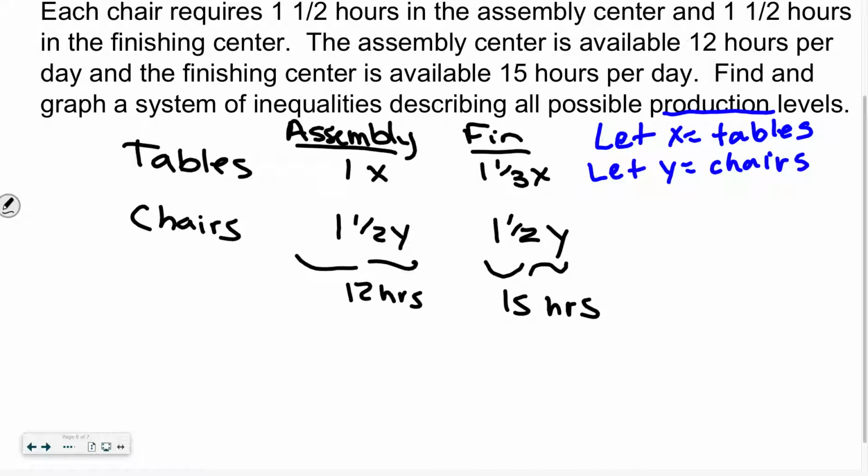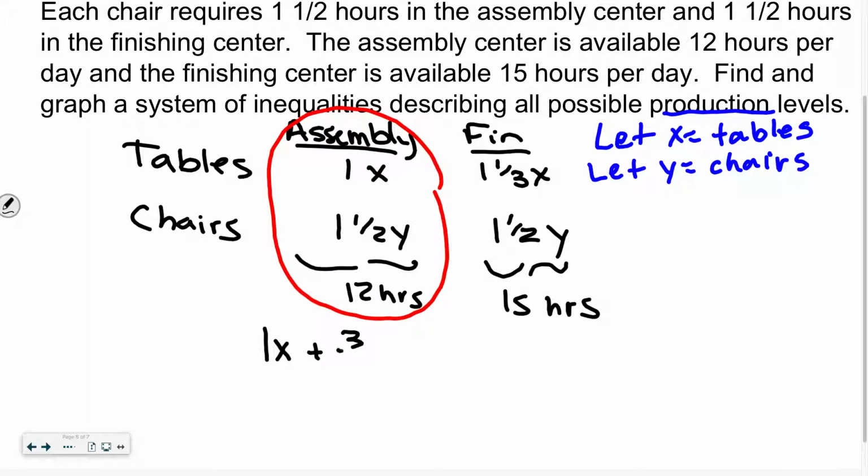Y. So when you're writing what I'll call constraints, or your inequalities, you're constrained by the amount of hours your factory has for assembly. So for every table, it's going to be 1 hour. For every chair, I'm going to change it to an improper fraction, 3/2 hours. And then I can't go more than 12. So it has to be less than or equal to 12.